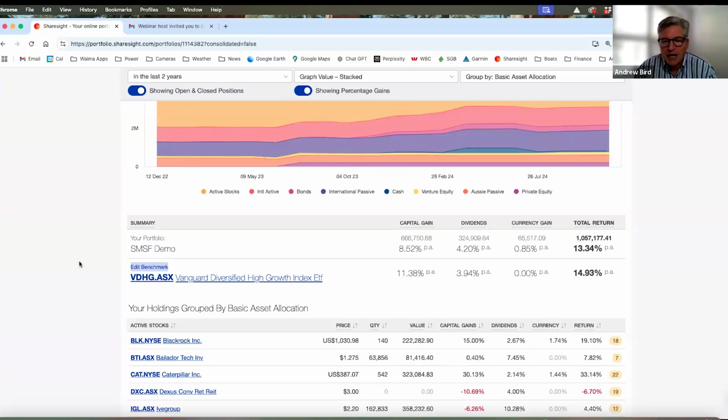For me, it's a portfolio management tool. It's something I use throughout the year to help me understand what's going on in my portfolio, assess it, make changes. Yes, it does help with compliance at the end of the year, but for me, that's not the be all and end all of the SMSF. If anything, I try and minimize how much time that takes.